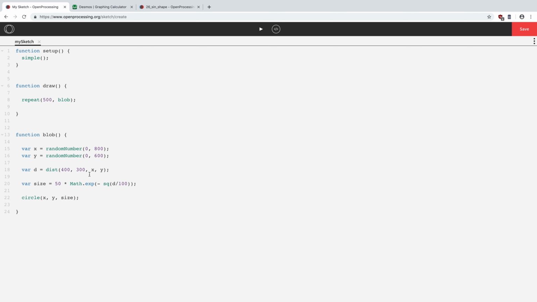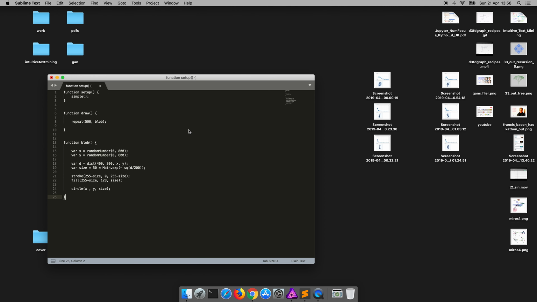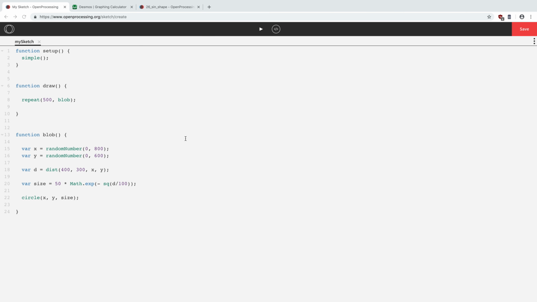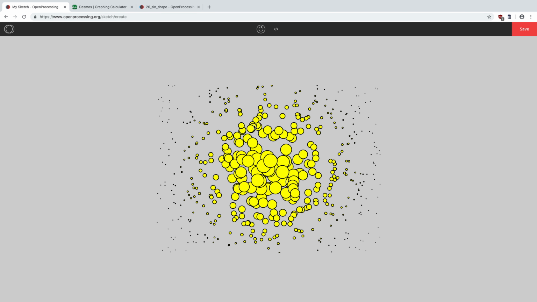We can sort of say, I don't know, let me have a think. Let me slow that down even further so they're larger for longer. Yeah, you see? So by dividing that distance by 200, I've stretched that out even further. And now the circles are larger for a much larger area of the canvas.